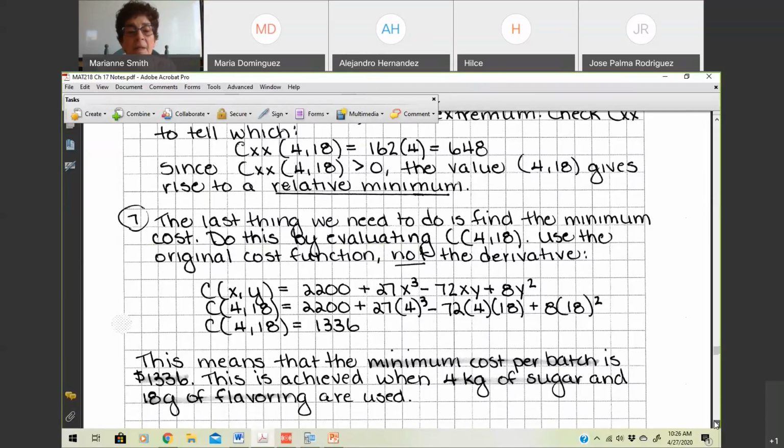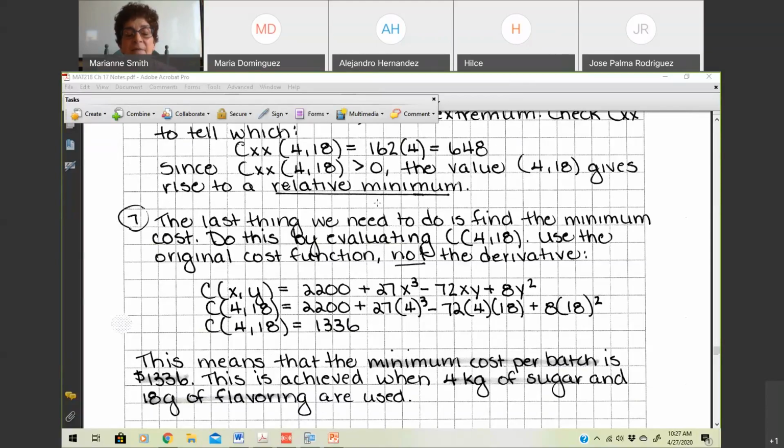Okay. So let me ask, everybody understand the interpretation? Anybody have any questions about the interpretation? Okay, it's just a matter of keeping track of what the variables represent. Okay. Are we good to keep going?